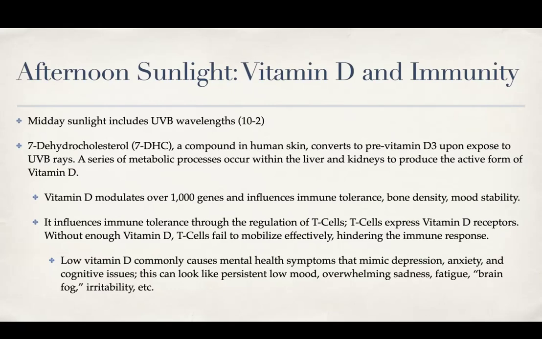This vitamin D is huge because it modulates over 1,000 genes. It influences immune tolerance, bone density, mood stability. Low vitamin D, we see a lot in mental health symptoms that mimic depression, anxiety, cognitive issues, low mood, sadness, fatigue, all these things. And part of that has to do with the connection between vitamin D and our immunity. So that vitamin D is actually going to influence immune tolerance because it regulates T cells. T cells express vitamin D receptors. And so if we don't have enough vitamin D, the T cells are actually not going to be able to mobilize effectively.